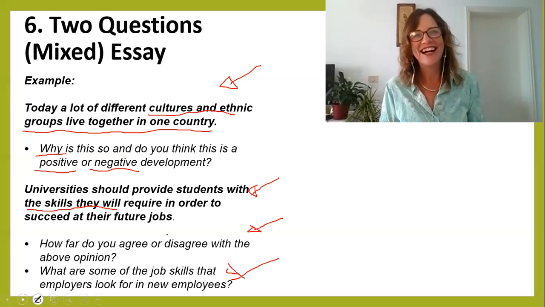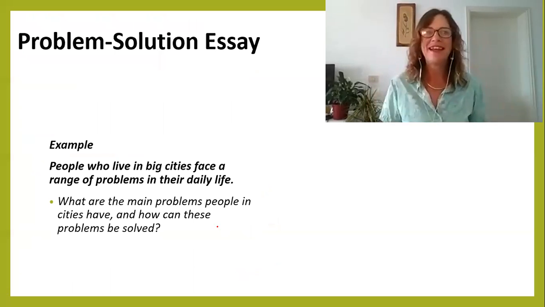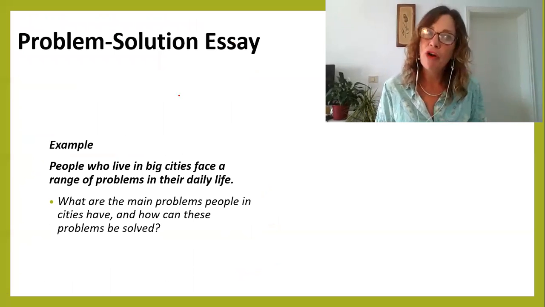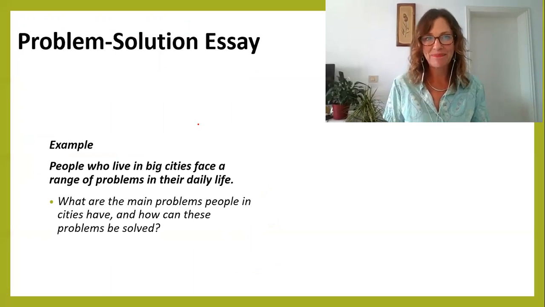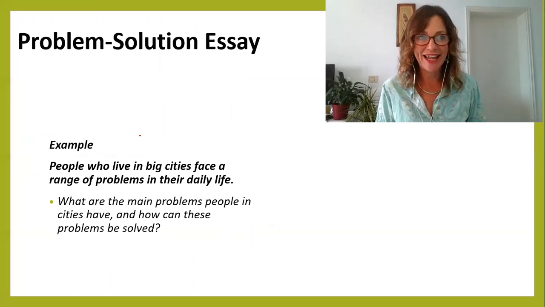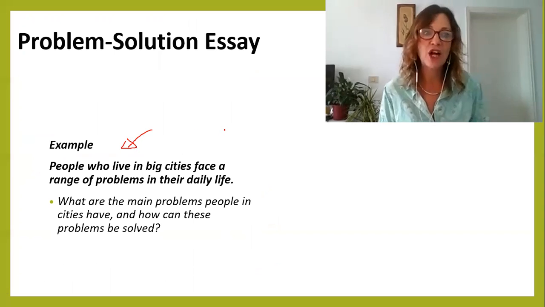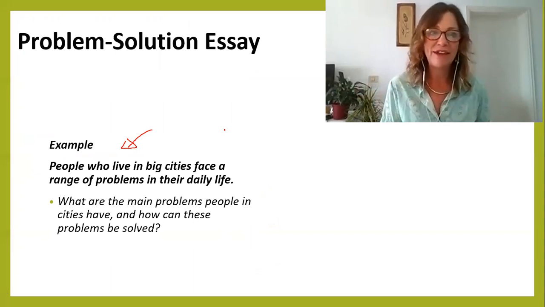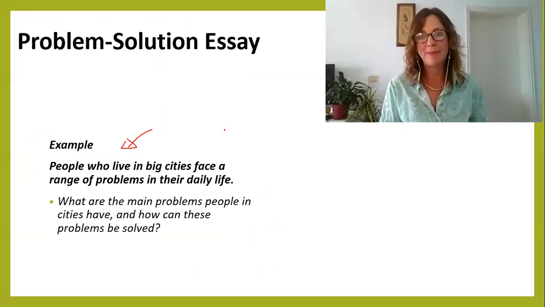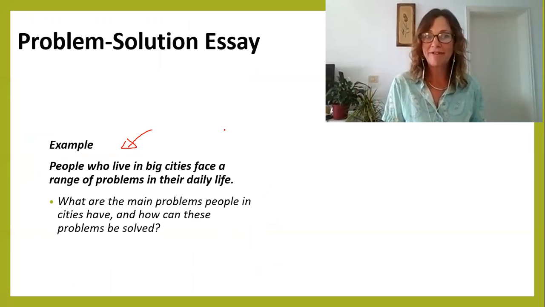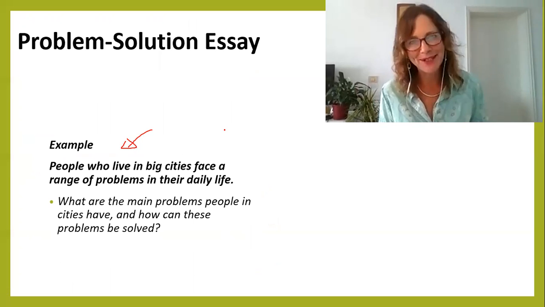Okay, well done, guys. Let's see one more. This one could be a problem solution essay. So let's read the example together. People who live in big cities face a range of problems in their daily life. What are the main problems people in cities have? And how can these be solved?